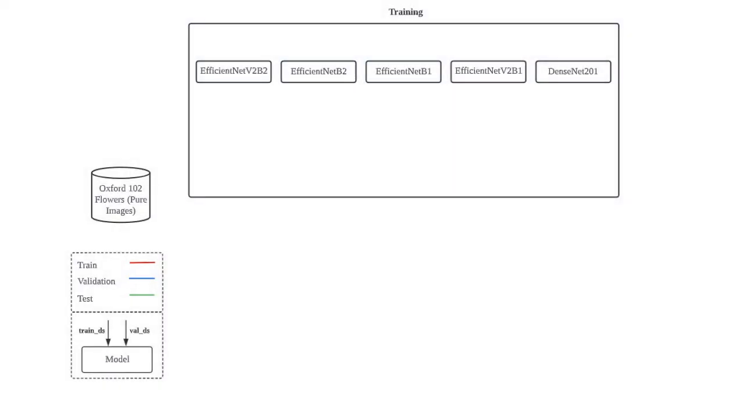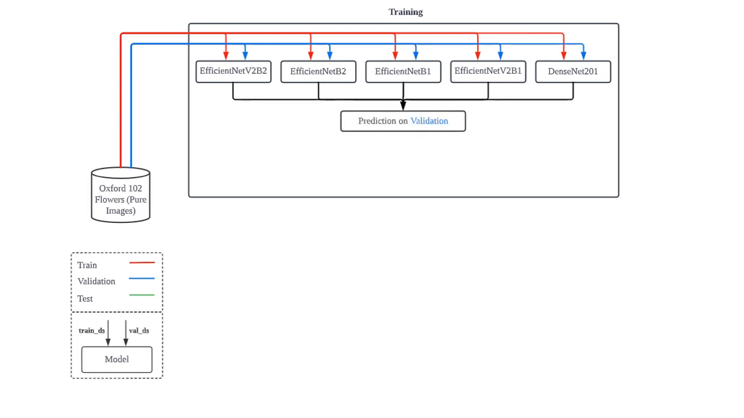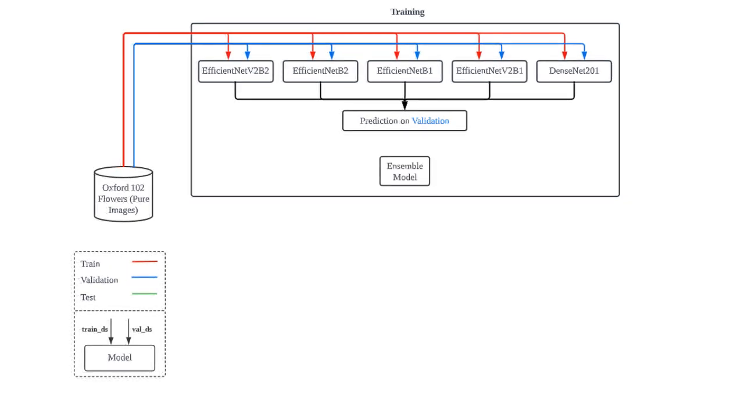let's talk about the second technique we used. We used the same 5 models for the second experiment, trained the 5 models on the training data and validated them with the validation data. We then used these models to make predictions on the validation set. Then we built a model to aggregate and ensemble the results together.